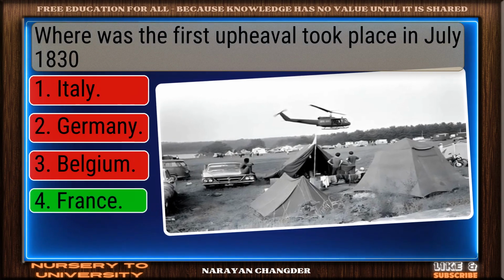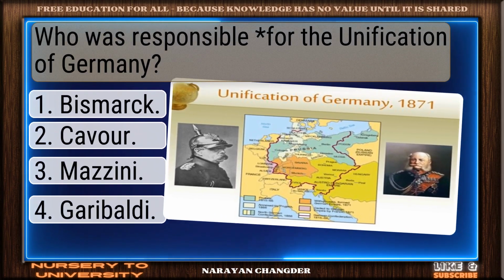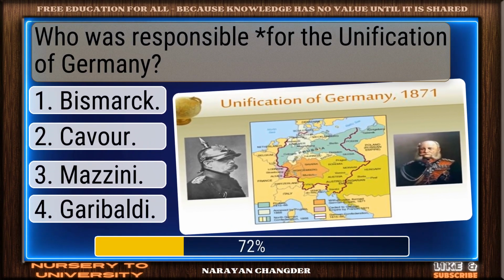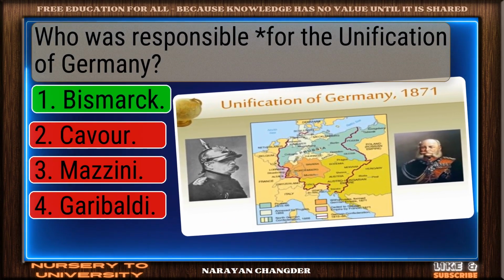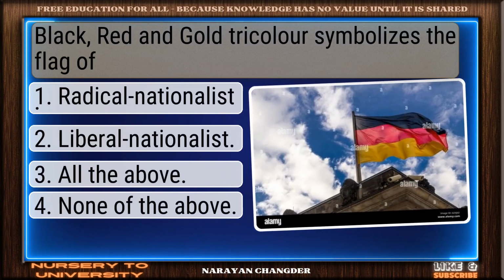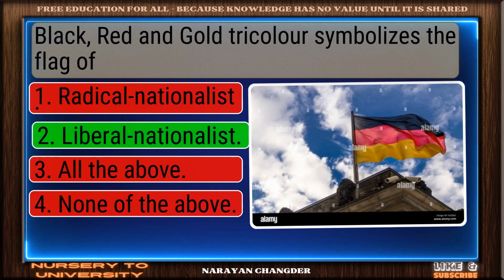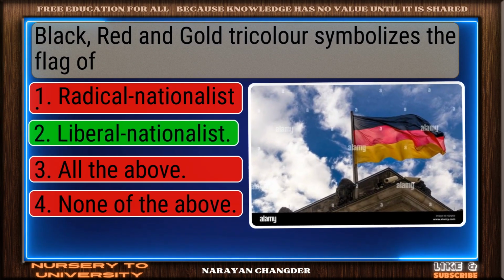Excellent. France is well reasoned. Who was responsible for the unification of Germany? Correct. Bismarck is spot on. Black, red and gold tricolor symbolizes the flag of... Valid point. Liberal nationalists is true.